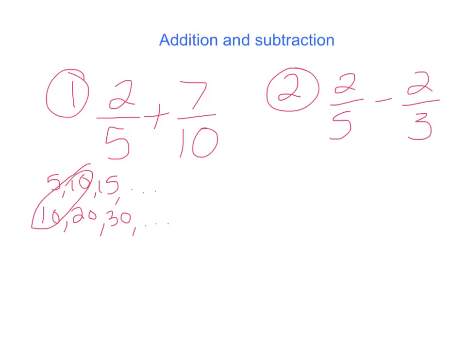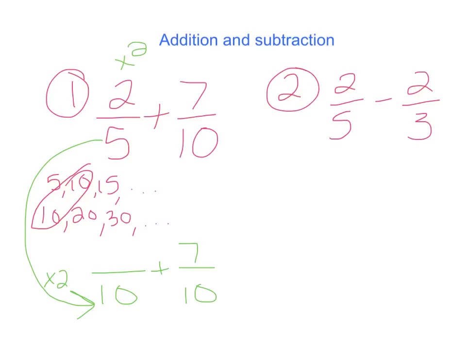Okay, so we're going to change the first fraction to have a denominator of 10. And since 10 is our common denominator, the second fraction stays exactly the same way it is, 7 over 10. Okay, well, to get from 5 to 10, what did I do? Well, I multiplied by 2. So that means I'm also going to multiply the top by 2. So 2 times 2 gives me 4.